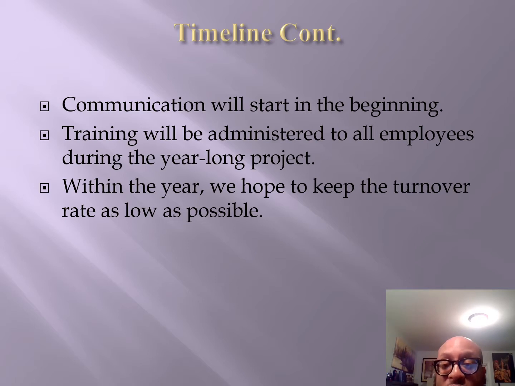All communication will start in the beginning of the implementation of this project. This is to make sure that everyone is aware of the expectation, how long it'll take to implement everything, and what is to be expected within the next year as we process through these next stages. Training, of course, will be administered to all employees. This is to make sure that everyone is on the up and up of all changes that will occur during this 1-year period and all updates that will occur within technology areas and also policy.